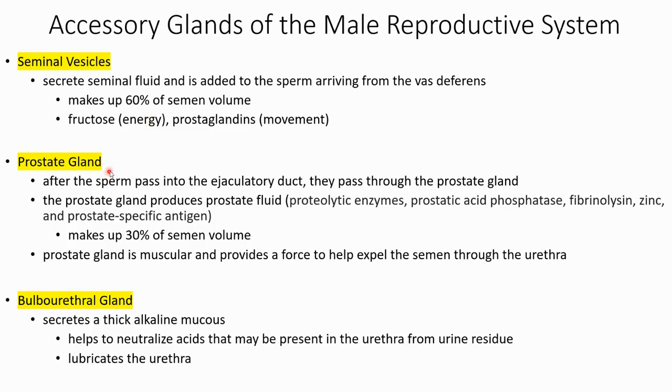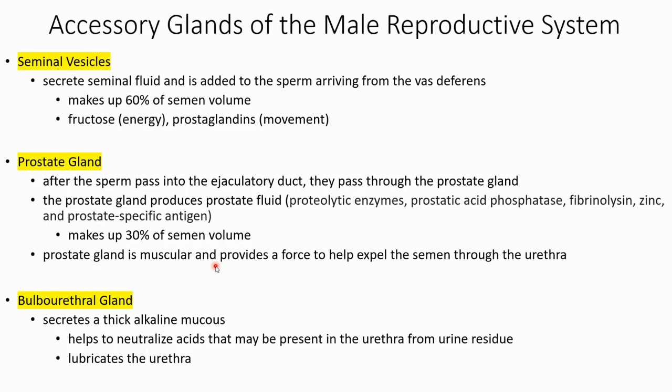So at this point, you're going to have a lot of fluid, which is going to provide energy and movement to the sperm. Now, you've also got the prostate gland. After the seminal vesicle adds the fluid, the next place you're going to get more fluid is from the prostate gland. It's going to pass into the ejaculatory duct, which is going to pass through the prostate gland. If you remember looking at that in your lab, the prostate gland produces prostate fluid. I'm not going to ask you specifically what's in it, but understand that it does contribute to volume, and it is muscular, so it's going to provide force as well to help propel the sperm into the urethra and through the urethra.